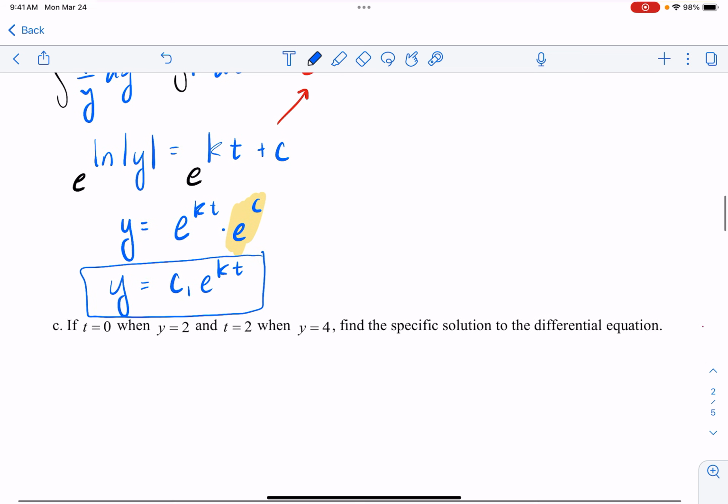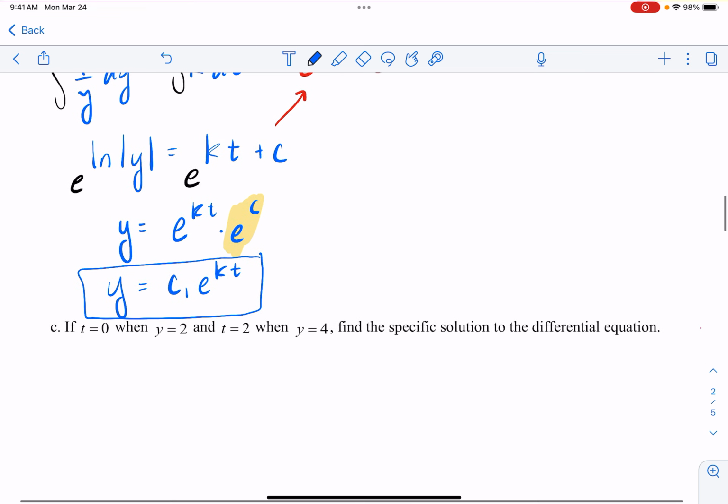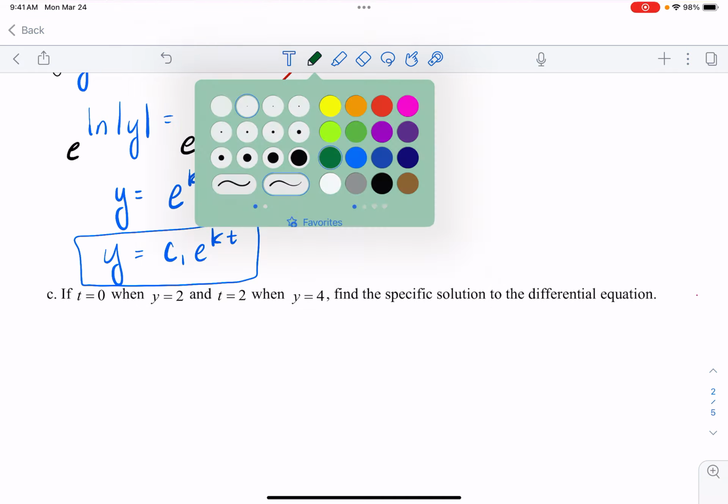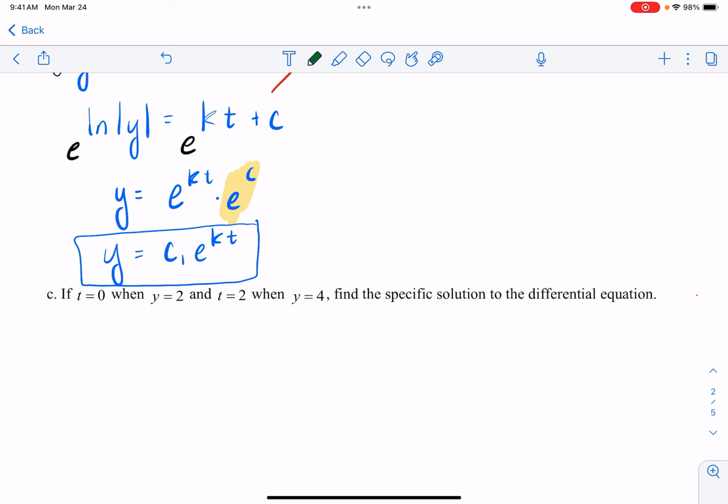All right, so continuing on, this says if t equals 0, y equals 2, and when t equals 2, y equals 4, find the specific solution to the differential equation. So this is giving you two initial conditions to help you solve for c sub 1 and for k.